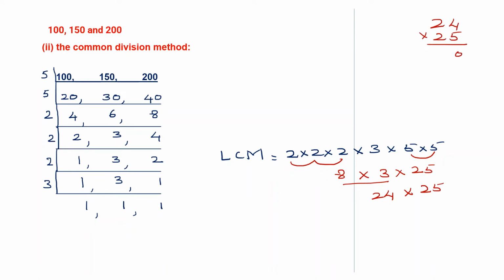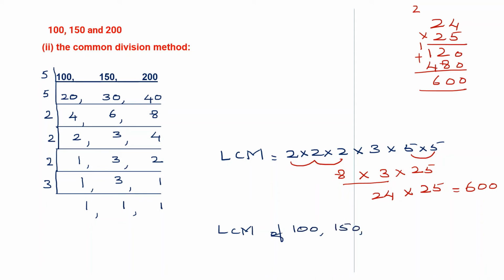5 4's are 20, carry 2. 5 2's are 10, 11, 12. 2 4's are 8, 2 2's are 4 plus. So this one 8 plus 2 is 10. I carry 1, 4, 5, 6. I've got 600. So we have found the LCM of these three numbers, that is 100, 150 and 200 to be 600. So we used another method, but we still got the same LCM. Let's go on to the next question.